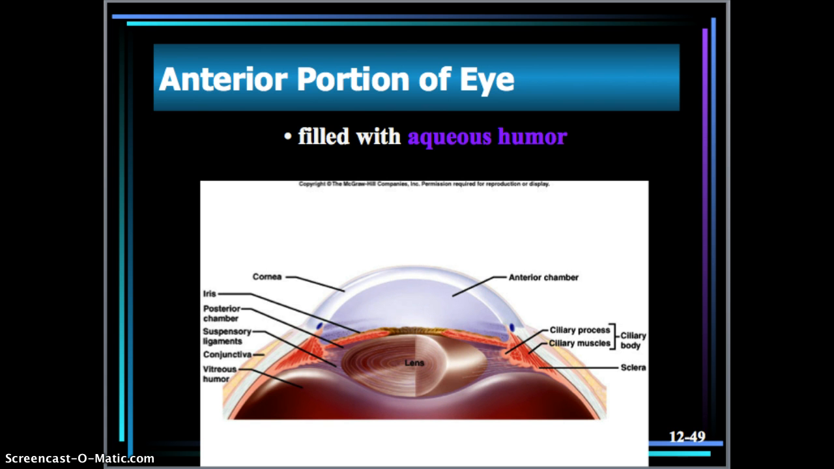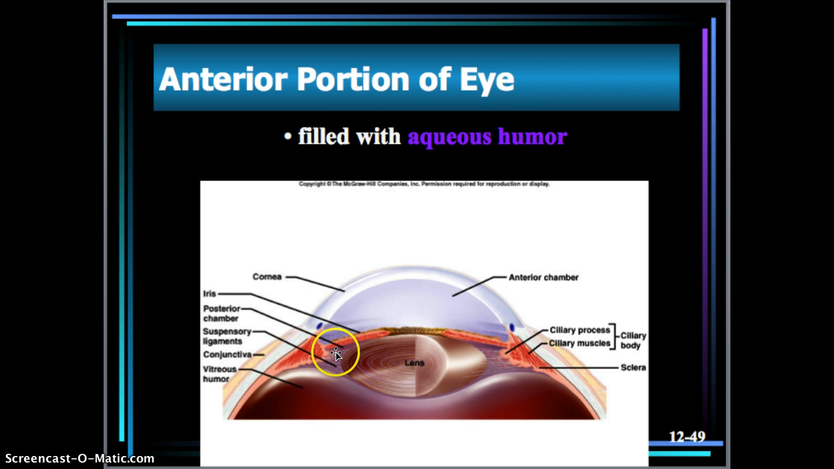So the anterior portion of the eye is filled with aqueous humor. We have 2 chambers. We have the anterior chamber, which is up here above the iris, and then the posterior chamber is below the iris and also in the bigger part of your eye. So the epithelium on the inner surface of the ciliary body, so the ciliary body is here. So it's connecting the sclera to the rest of the eye. Here is our iris and our lens, and our cornea is here, and our sclera is this white part.